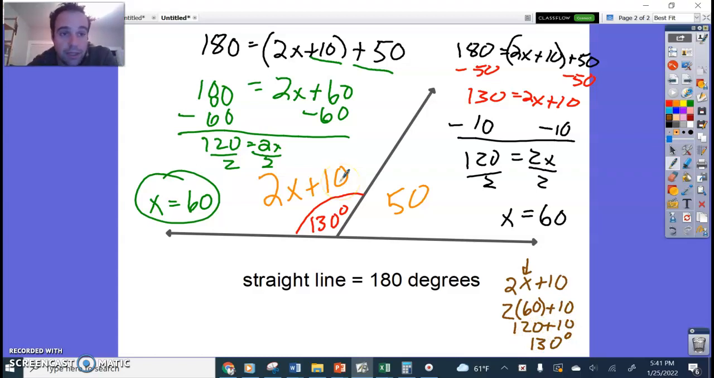So depending on what it's asking for, if it's asking for x, great, solve for x. If it's asking for the angle, you either got to think about it a different way or do a little bit of extra work at the end. Okay, thanks.